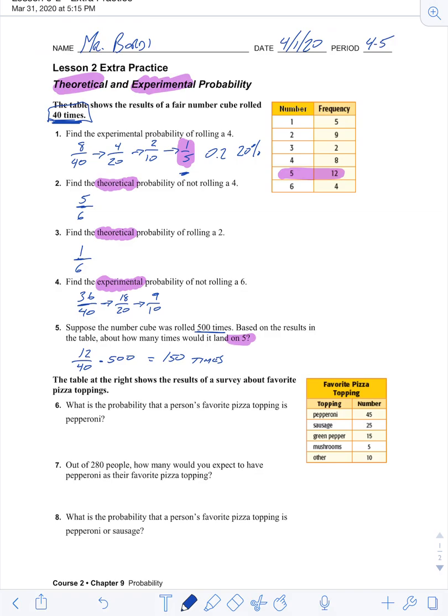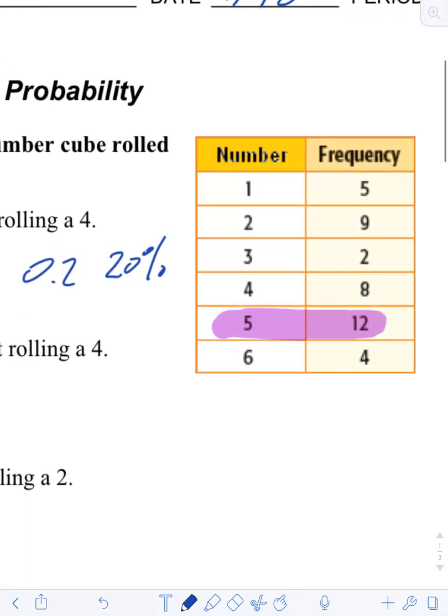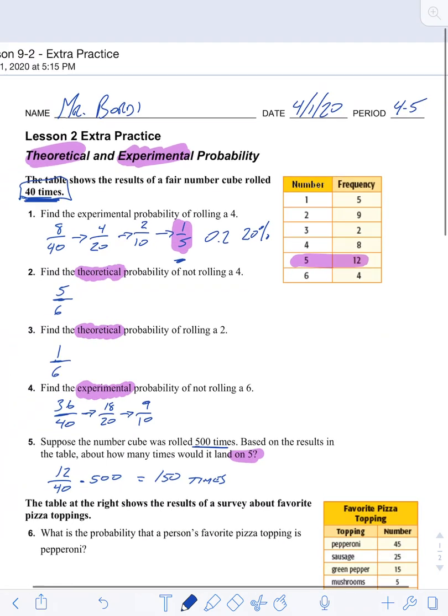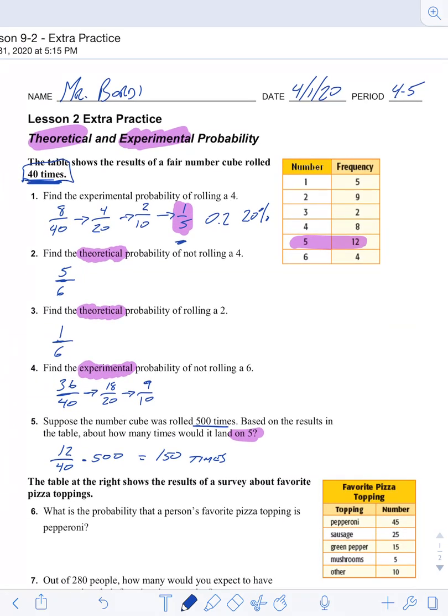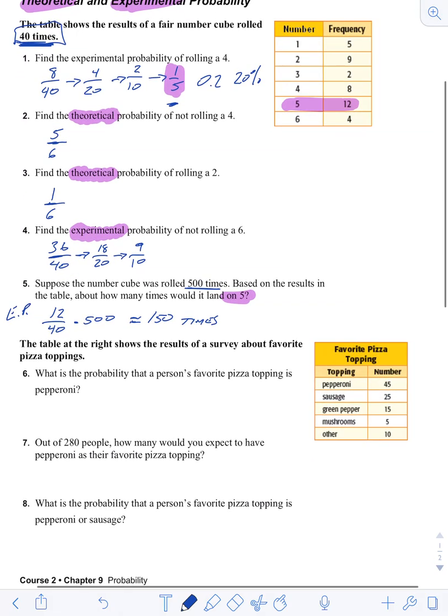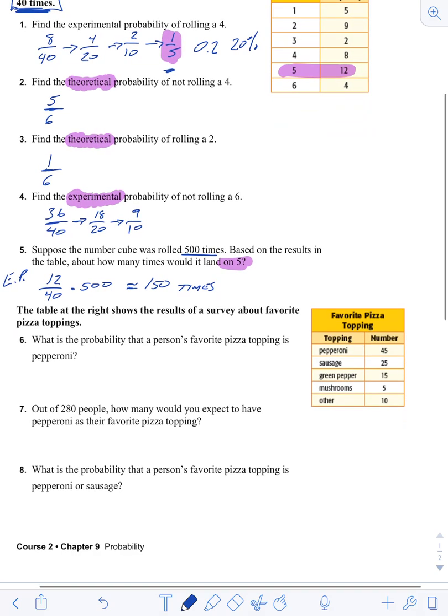Okay? So what that's saying is, based on these results, that 12 of the 40 landed on a 5, I could predict it's going to be about, I should put a squiggly instead of an equals, it's about 150 times. I take the probability, I'm going to write here the EP, that's the experimental probability, and multiply it by the number that you're predicting.